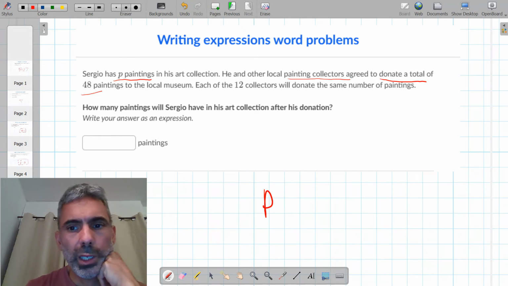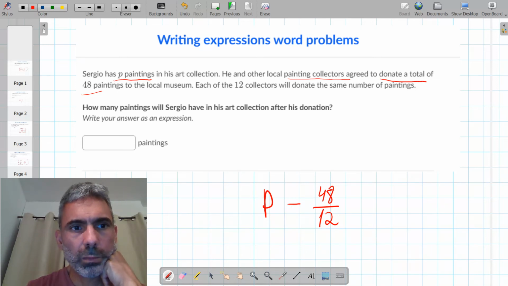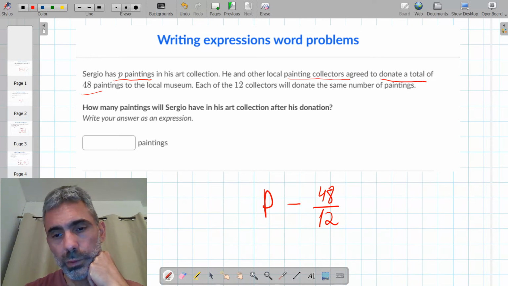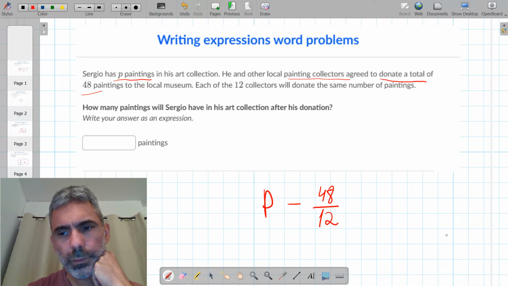Okay, so each of the 12 collectors, to know how many each of them donated, we need to divide 48 by 12. And this we subtract from the total number of paintings in Sergio's art collection. Okay, so this can be simplified to 12 to 4, right? 48 divided by 12.